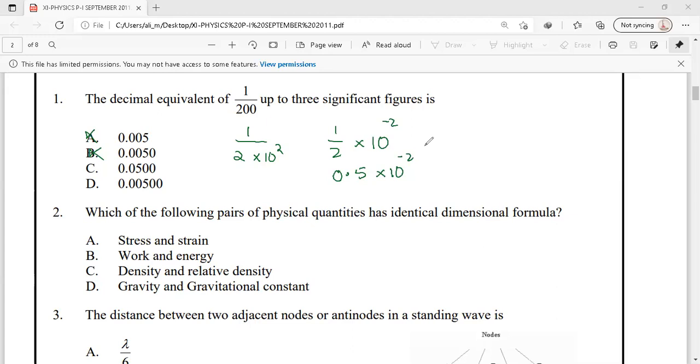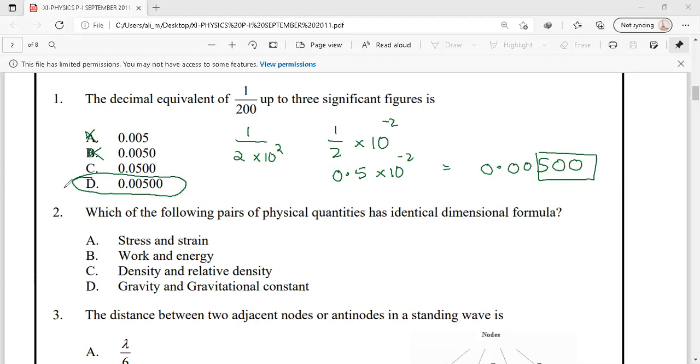1 over 200 is 0.005. So the result is 0.005 and 0. So we have three significant figures in this expression. So option C is the right answer.